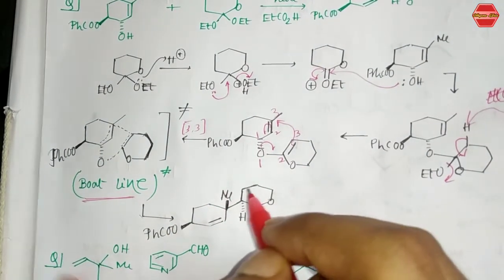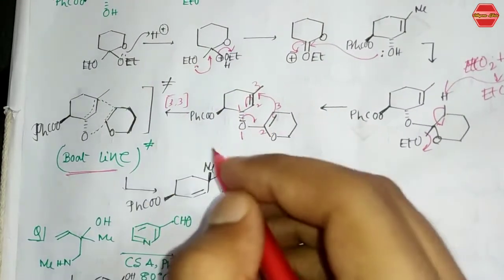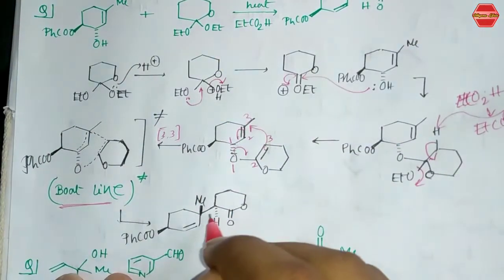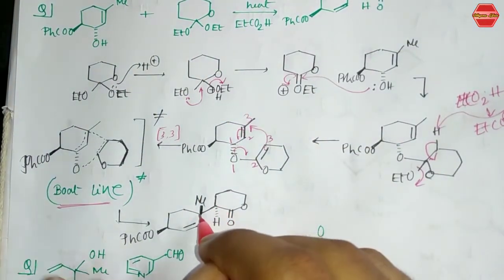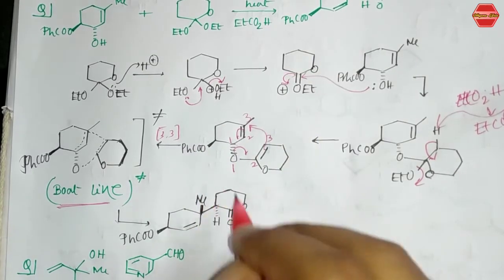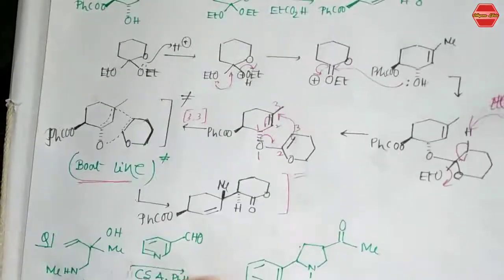And you can see that this is your overall final product, and you can find that this OH is below the plane. So if the OH is below the plane, this methyl group should be above the plane, and that is how you can find the final answer. Okay, so this is very much important.